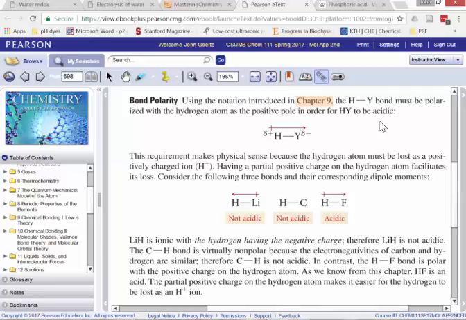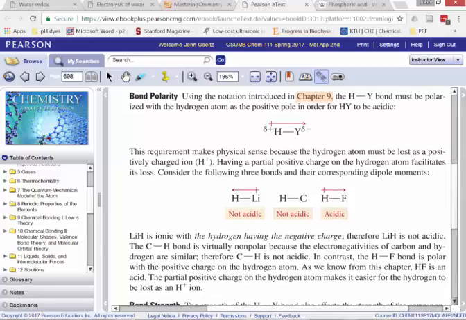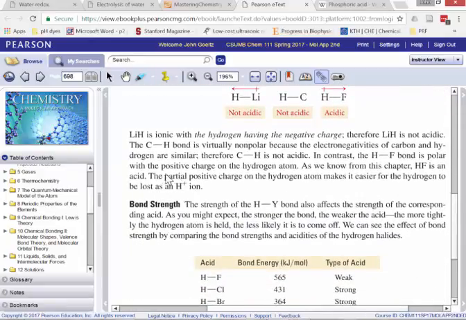HF, however, which one of these has a higher electronegativity? Which one's more electronegative? Fluorine. So it wants the partial negative, H wants the partial positive. It's acidic. Then we talk about these. The partial positive charge in the hydrogen atom makes it easier for the hydrogen to be lost as an H plus ion. How much of a plus charge is on that H plus ion? All of it. One. If it's already partially positive, it's more likely to go all the way and become positive. It means it's more likely to be an acid.